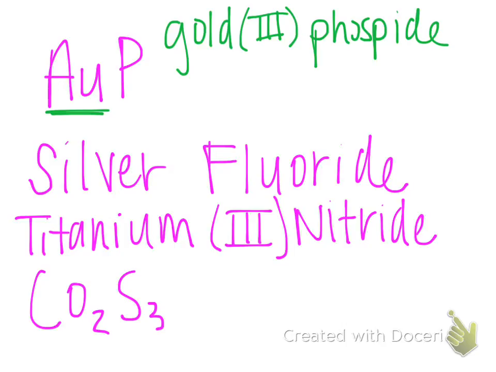The second one, silver fluoride. Can I have a volunteer? Jack, go for it. AgF. Very good. Those have a +1 and a -1 charge, an easy combination. Again, silver did not need a Roman numeral because it only has one possible charge. It's always a +1. So I did not include that there. I wanted to make sure you could still see it without.